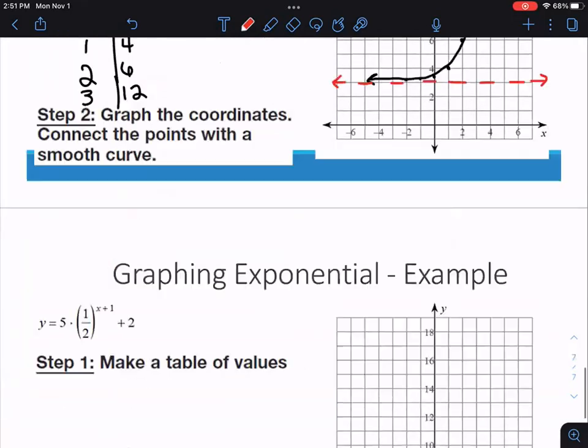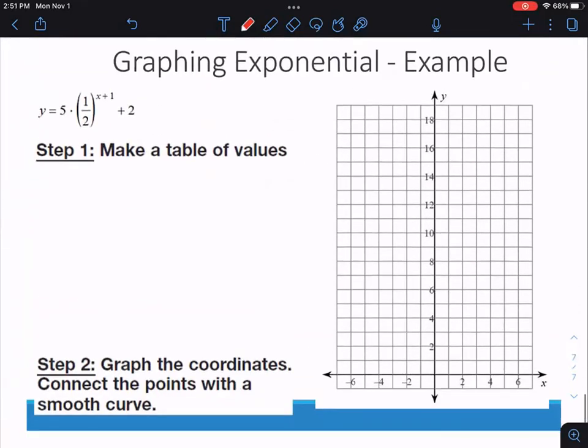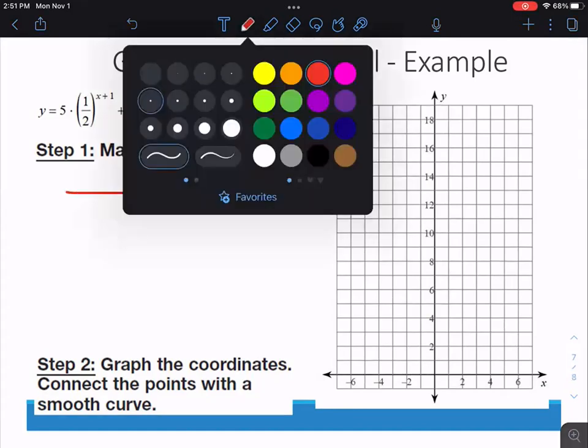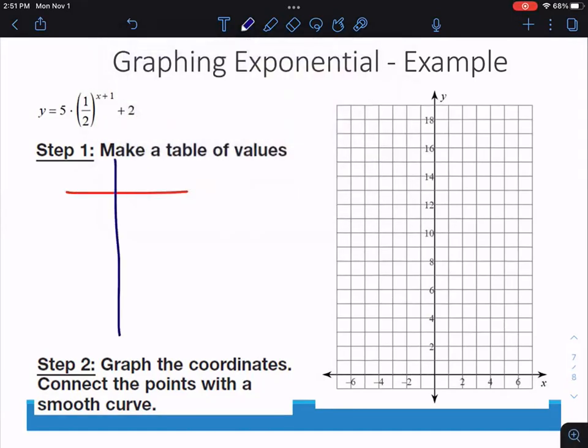And then the last one here is definitely the most complicated. We've got all sorts of things hanging out front. We've got a fraction, we've got a +1 with our exponent, and we have a +2 out at the end of the equation. So again, we're going to make a table of values. And then we're just going to put all of this in our calculator.